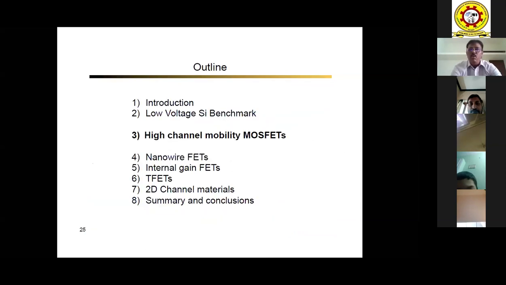Okay, now we are moving on. As I said, 20 nanometer means a conventional silicon N-MOSFET is not available. Then what are the other possibilities where the researchers must focus beyond 20 nanometers? One candidate is high channel mobility MOSFETs. Another candidate is nanowire FETs. Another candidate is internal gain FETs. Another candidate is T-FETs. Then the last but not the least one is 2D channel materials. Okay, these are all the promising candidates in place of a conventional MOSFET. Okay, we go one by one into brief details.